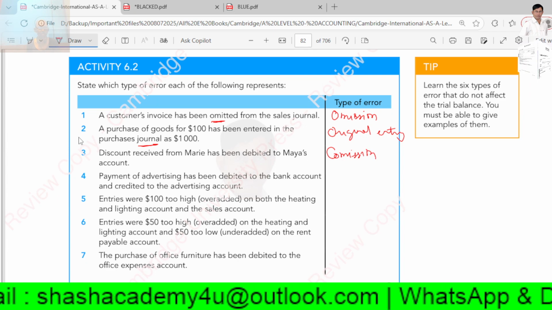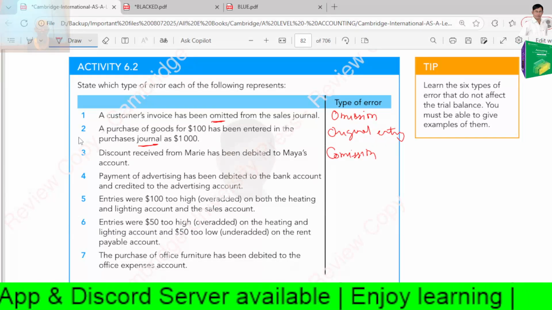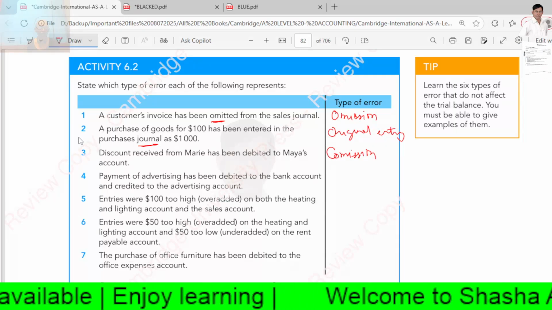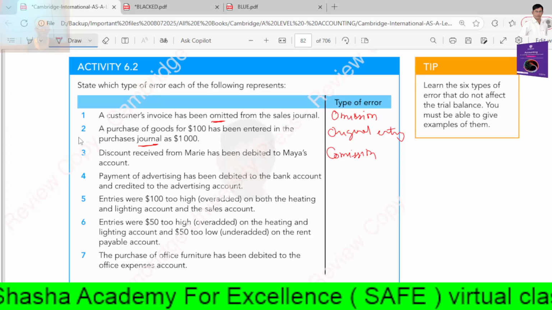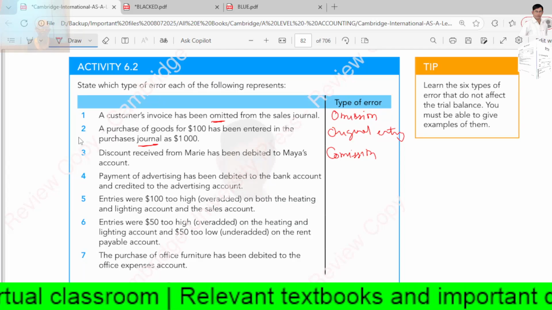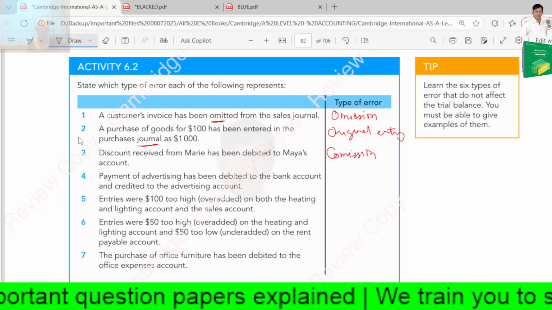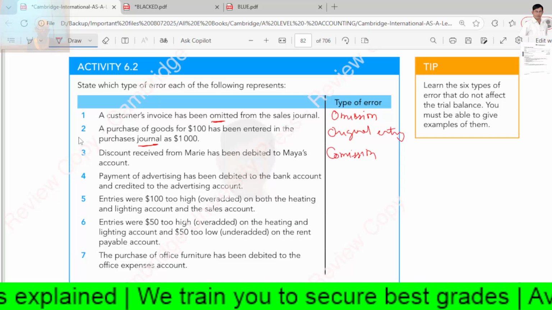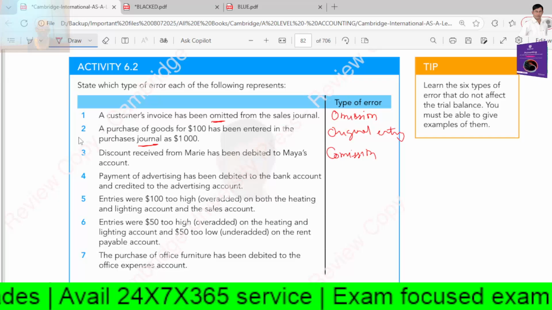Because you have given debit to Maya instead of Mari. So you have debited, so it is correct. Instead of one person, you have debited to another person. Whether it is debit or credit, you have credited to one person instead of the other person. So it is error of commission.